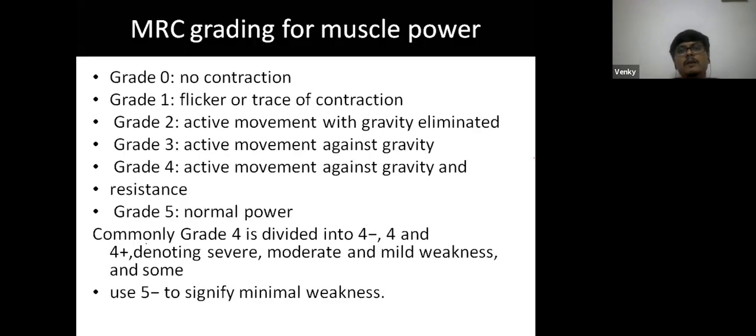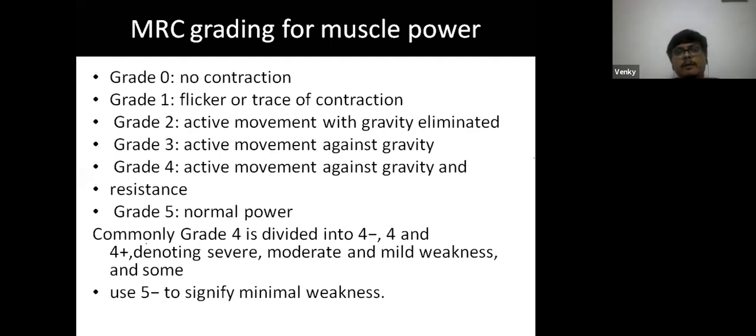Now, grading means MRC grading. Grade 0 means no contraction. Grade 1 is flickering. Grade 2 is gravity eliminated. Grade 3 is against gravity. Grade 4 is against gravity and resistance. Grade 5 is normal power. In between, you can put minus and plus, and you can say mild, moderate or severe weakness.